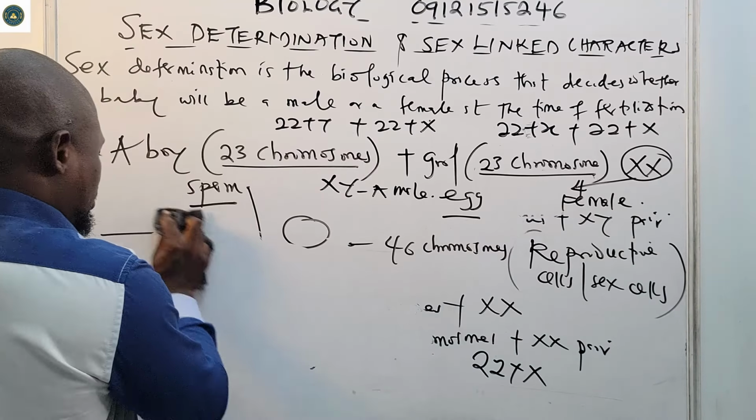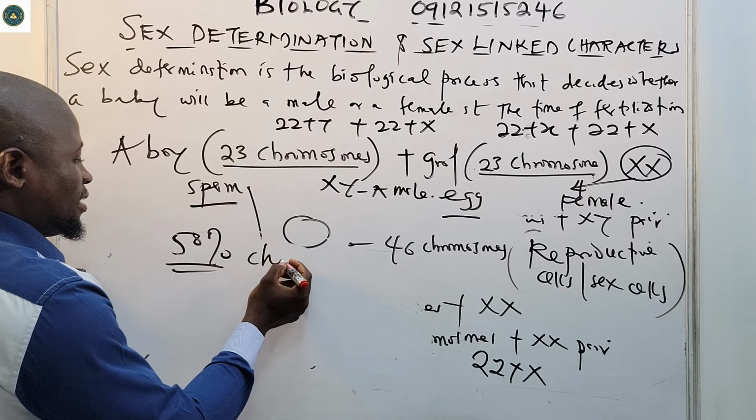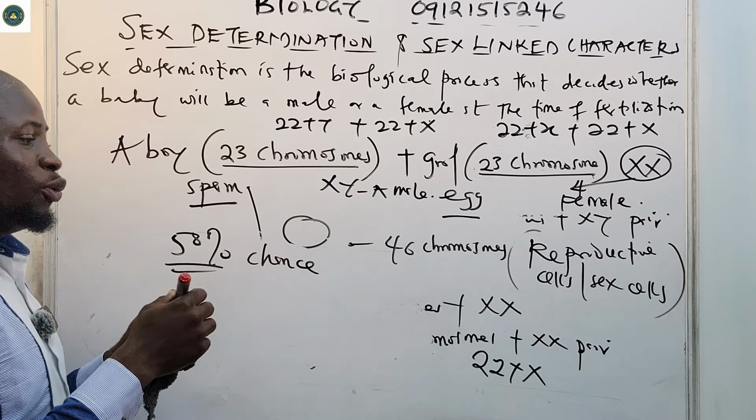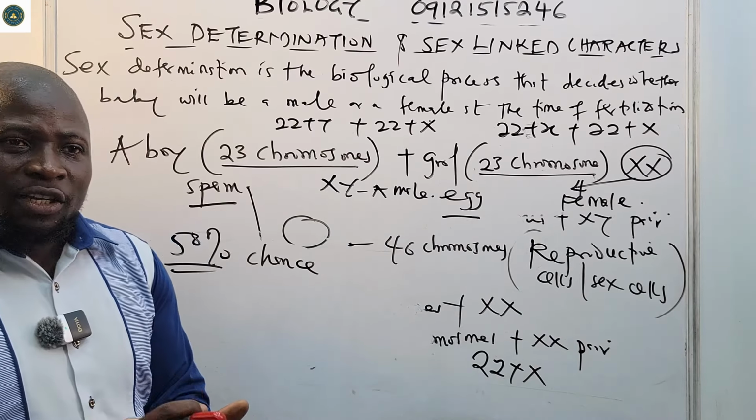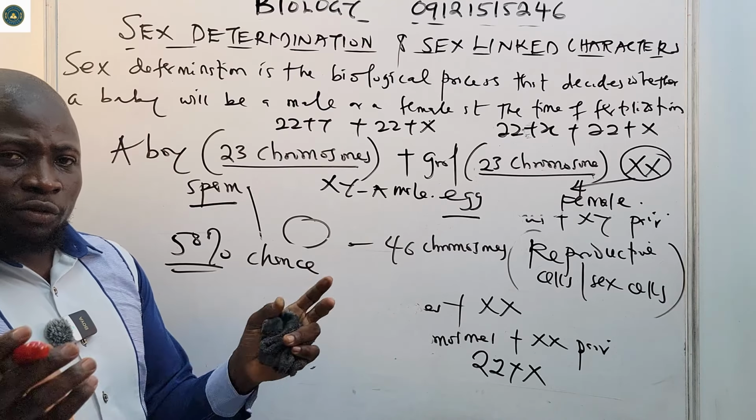This one is an exam question, okay? There will always be a 50% chance that it is going to be a boy or a girl. So that's the probability for two parents.